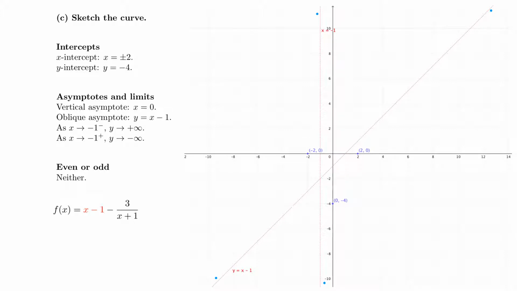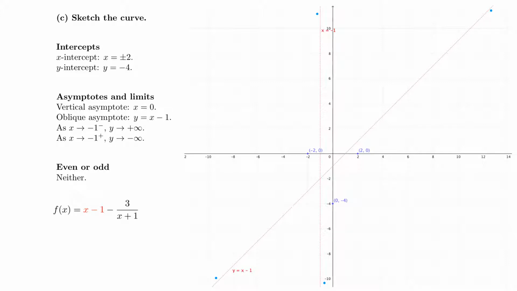Following this, let's add in our asymptotes. We found that there was a vertical asymptote of x is equal to negative 1 and an oblique asymptote of y is equal to x minus 1. Additionally, it is worthwhile to quickly check if the function is odd or even. However, it is clear that this function is neither.